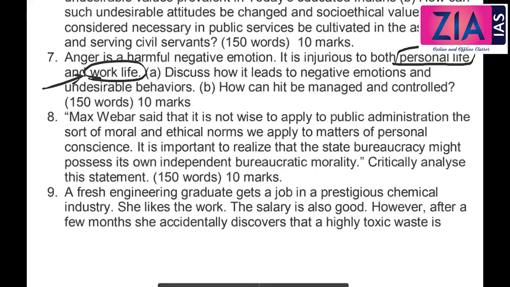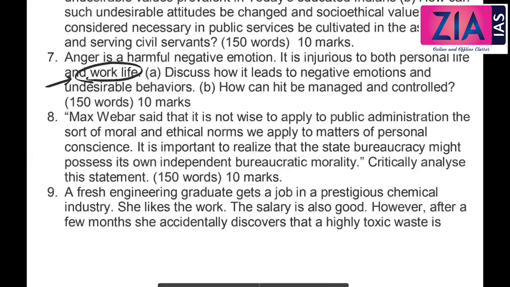Discuss how it leads to negative emotions and undesirable behaviors. How can it be managed and controlled? How can you control and manage anger and emotions? Subjective answer. You can write this, right? When you are angry, you take emotional decisions, not objective decisions. So in that way your work life will get affected. You will not be taking proper decisions, you will not be getting respect from the subordinates, and you will also face problems in future from the superiors. All those you can write. Your decision making power will not be good, proper reasoning will not be there, and objectivity will not be there.